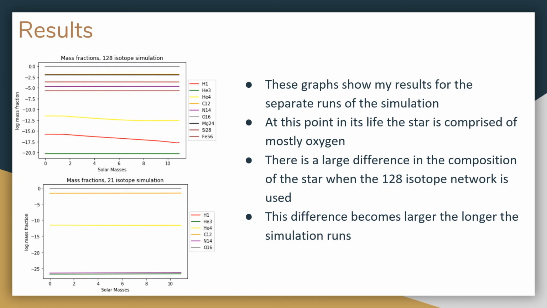As you can see, there's a fairly large difference in the compositions of the stars. While both show that the star can consist of mostly oxygen, the 128 isotope model paints a clearer and more accurate picture of the star's current state. The reason why the difference in composition is important is because as the simulation runs for longer periods of time, the star begins to burn heavier elements, and this difference will become larger.